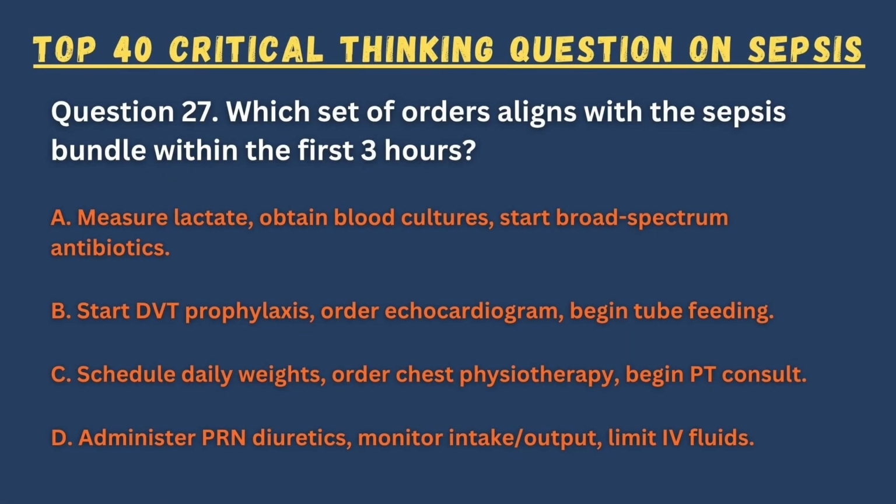Question 27. Which set of orders aligns with the sepsis bundle within the first 3 hours? A. Measure lactate. Obtain blood cultures. Start broad-spectrum antibiotics. B. Start DVT prophylaxis. Order echocardiogram. Begin tube feeding. C. Schedule daily weights. Order chest physiotherapy. Begin PT consult. D. Administer PRN diuretics. Monitor intake or output. Limit IV fluids.